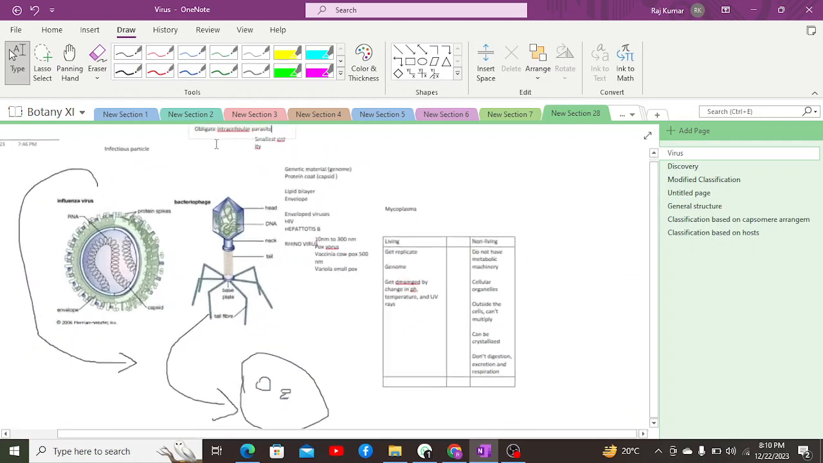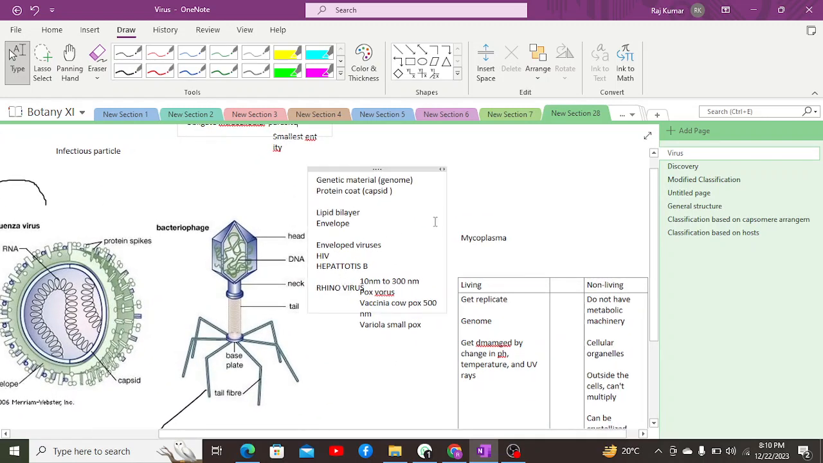Now these were a few things I wanted to discuss over here. When it comes to the lipid bilayer, enveloped viruses also have a characteristic: they have a coating of lipid bilayer derived from the host, as well as the presence of glycoprotein spikes over their structure.